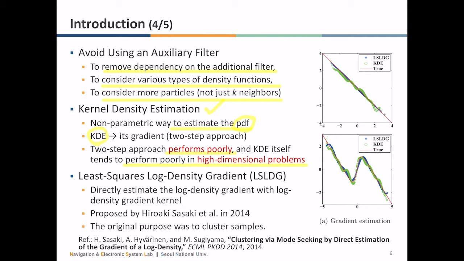While looking for alternatives, we found the least squares log density gradient method proposed by Hiroaki Sasaki et al. in 2014. They originally proposed this method to cluster samples. The figure on the right is the result of their research. It can be seen that the LSLDG shows better gradient estimation results than the two-step approach using KDE.